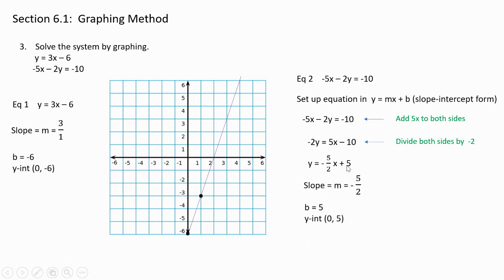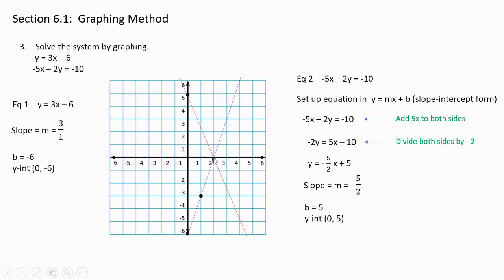The b is my y-intercept, and that's my starting point. So we start there, at 0, 5. Then, here, guys, this is minus 5 over 2, so it's going to go down 5 and 2 to the right. So from here, it's going to go down 5: 1, 2, 3, 4, 5, and then 2 across: 1, 2 to the right. And we draw our line.